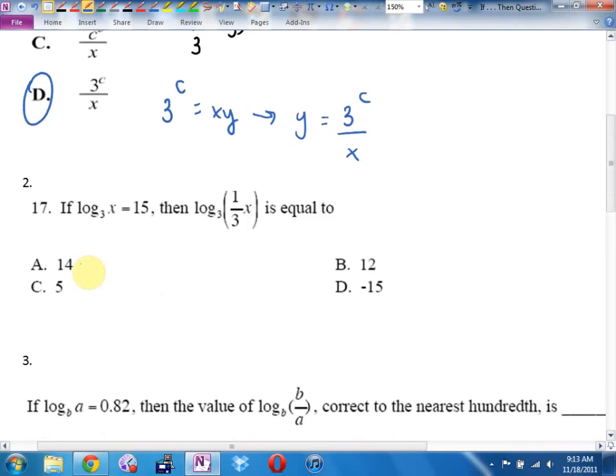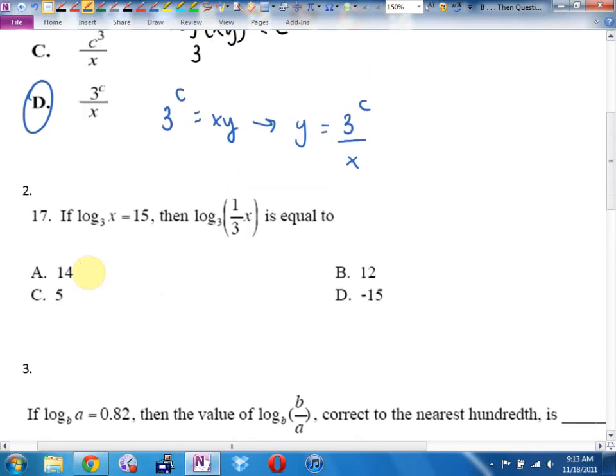It says number 17. Yeah, there was number 17 on the provincial exam about 15 years ago. It says, if log base 3 of x equals 15, then the log base 3 of 1/3 x is equal to... Haley, can you recognize this as an if-then question? See the if and see the then? Now, sometimes there won't be a then. There will just be a comma, because when you put a comma in English, it sort of implies then. But almost always, they'll do an if-then.